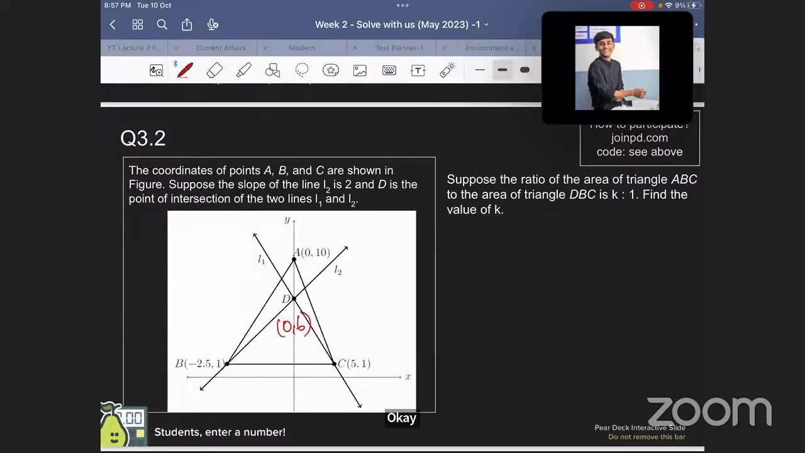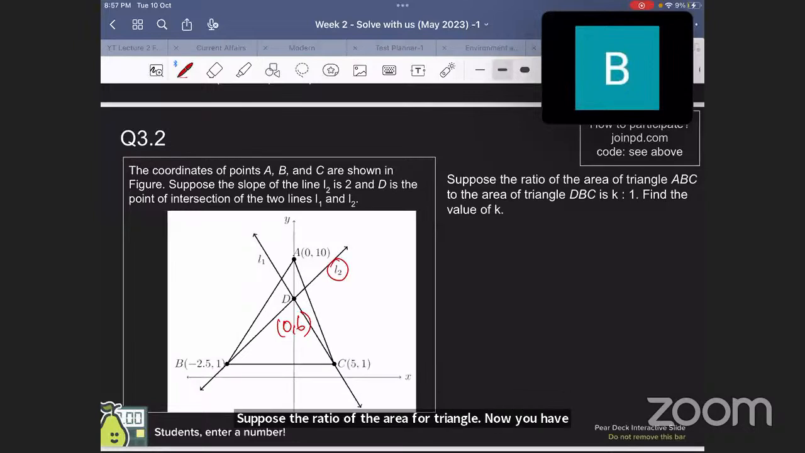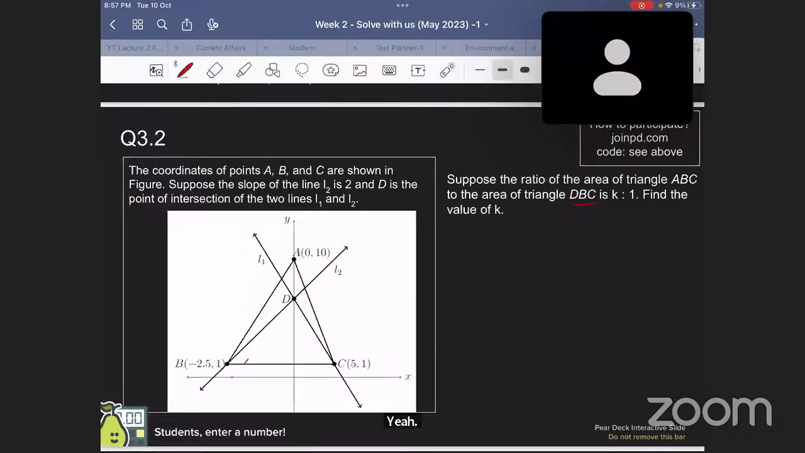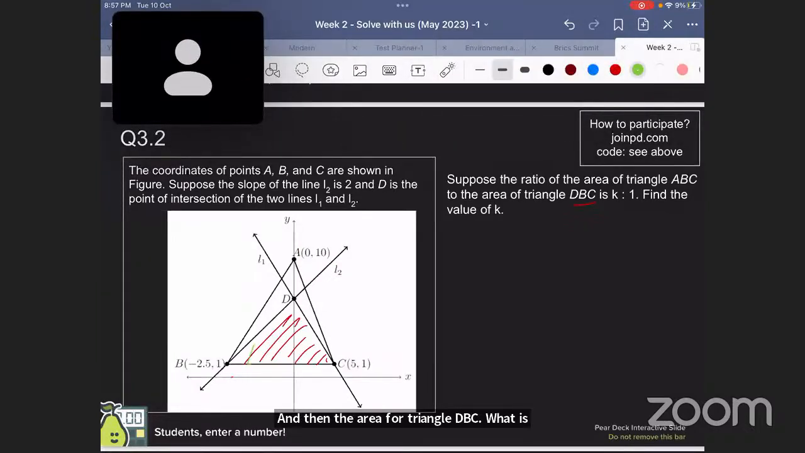You have a straight line for this, the equation of L2 also. Okay, so you have everything now. So now you have to calculate, suppose, the ratio of the area of triangle ABC and the area of triangle DBC. So this is DBC, and the other one is ABC. Correct.